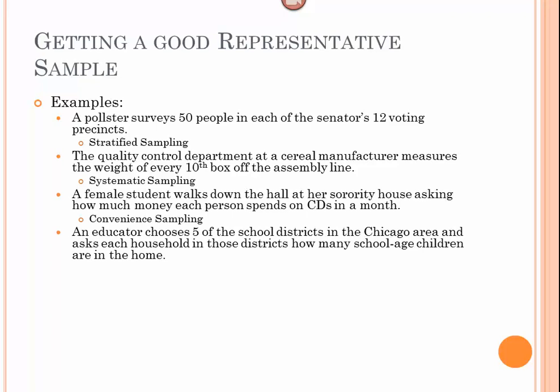All right, an educator chooses 5 of the school districts in the Chicago area and asks each household in those districts how many school-age children are in the home.